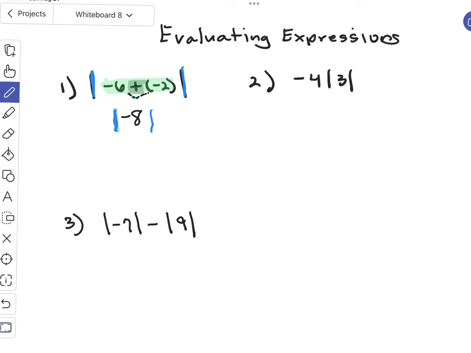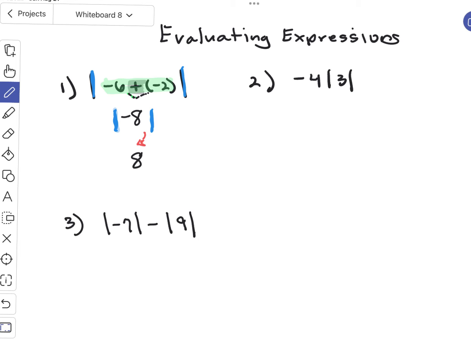So you must have your absolute value bars there because we have not done that operation yet. Now we can take the absolute value of negative 8. So how far is negative 8 from 0? 8 units. And that's what your work should look like.